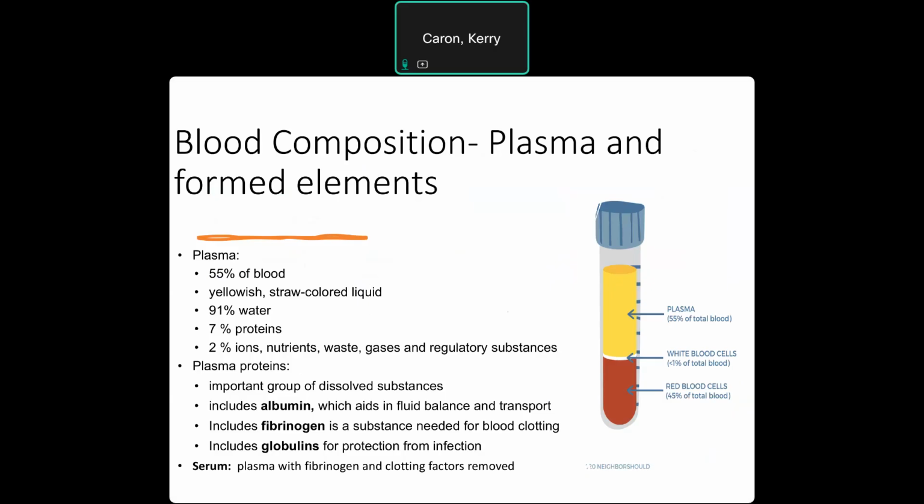When we say that something is blood serum, that is talking about the plasma with fibrinogen and clotting factors removed. So if you take the clotting factors and the fibrinogen out, that is blood serum.